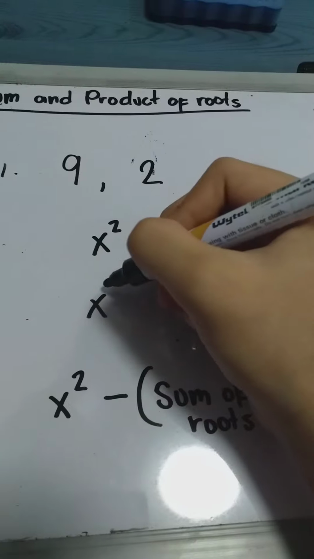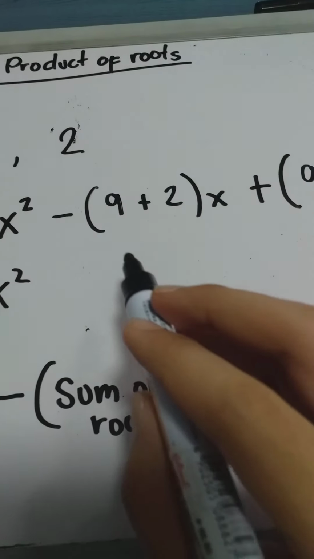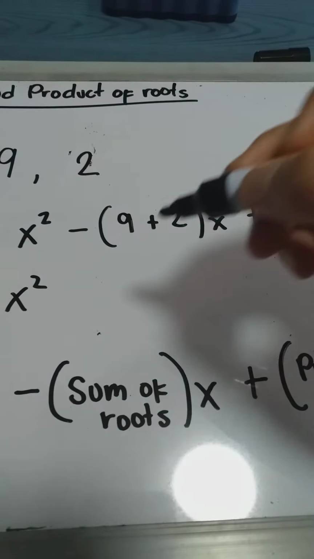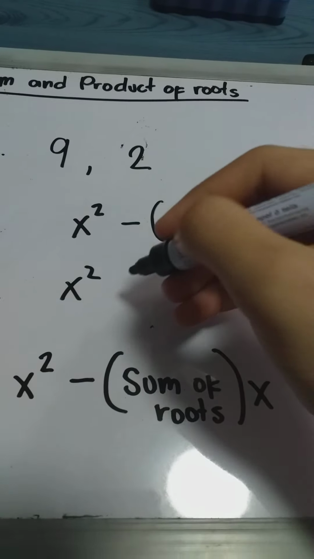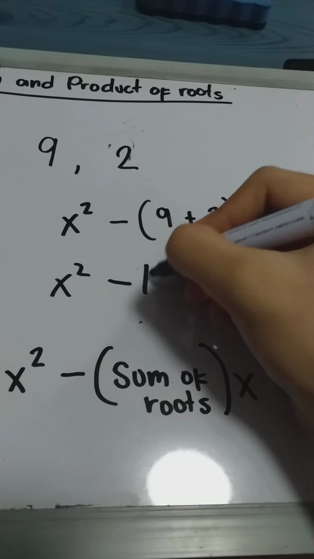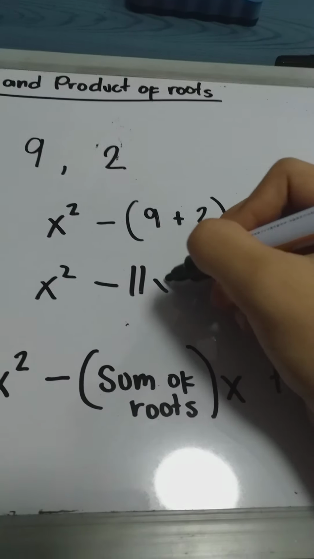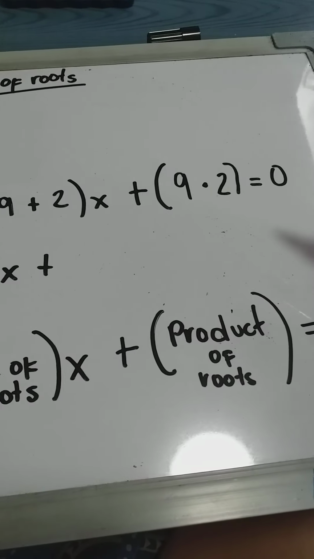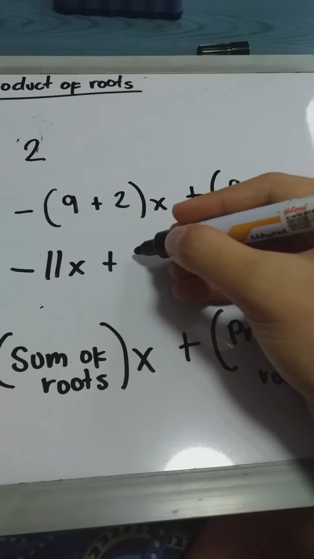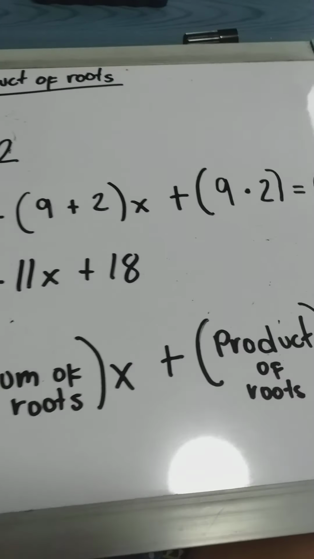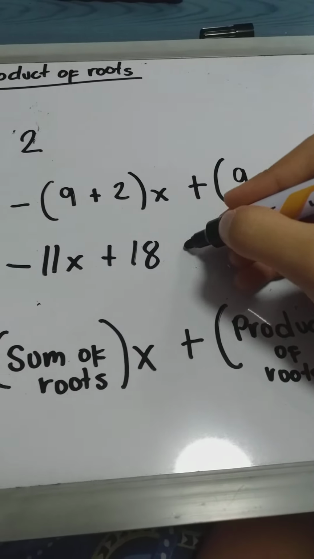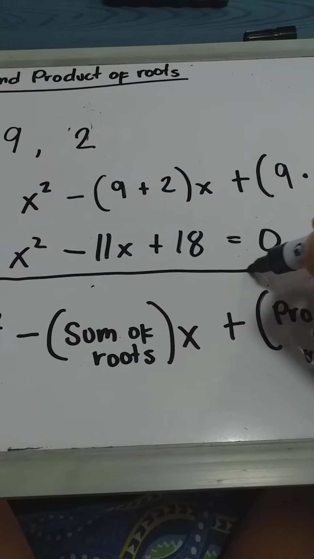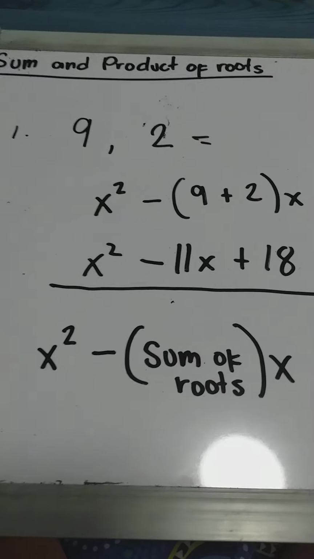So it's x squared. Then what is 9 plus 2? 9 plus 2 is 11. And then there's this negative here, so it becomes negative 11. Then don't forget the x, plus, copy the plus here. 9 times 2 is 18, so equals 0. And this right here is your answer.